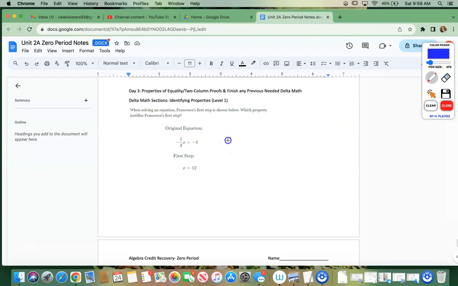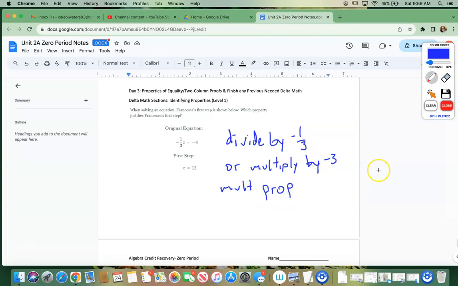So, with that, I'm going to note a couple things. Divide by negative 1/3, or multiply by the reciprocal. Now, remember what the reciprocal is. That's flipping it upside down. So flip that upside down, that'd be negative 3/1, or just negative 3. Okay? And so what that really is, is the multiplication property. Okay, I think on Delta Math, these are multiple choice ones. And so you just pick the multiplication property.